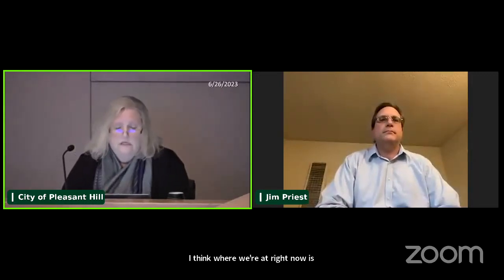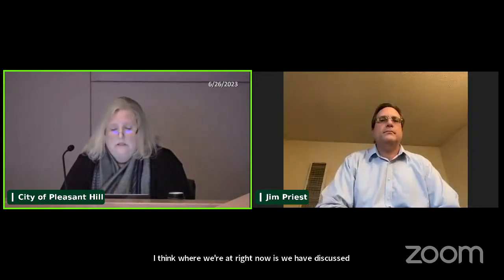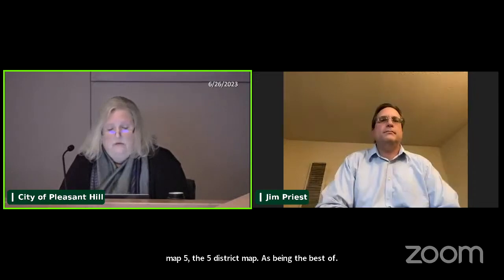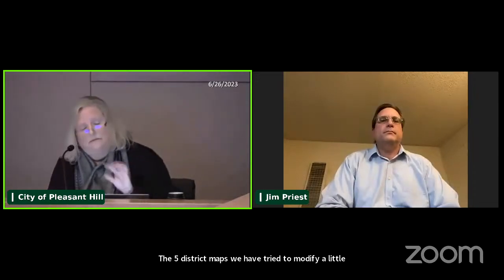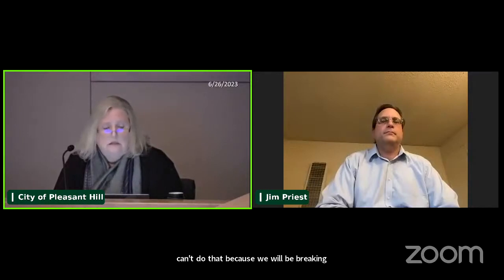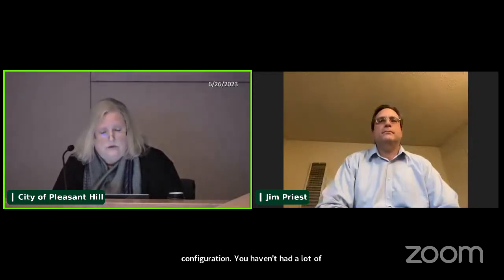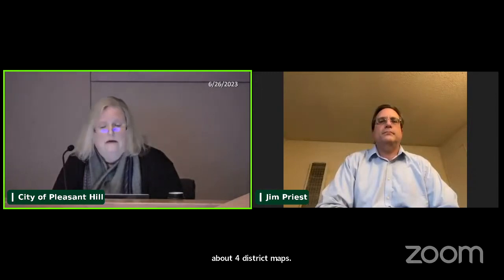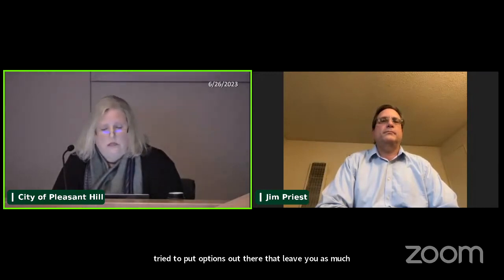And I think where we're at right now is we have discussed map 5, the 5 district map, as being the best of the 5 district maps. We have tried to modify a little bit of some of the little bits that stick out, and found that we really can't do that because we will be breaking up census blocks. And so I think map 5 is pretty much set in its current configuration. You haven't had a lot of discussion about 4 district maps. And so you could have that discussion tonight. I've tried to put options out there that leave you as much leeway as possible for making a decision as to what you'd like to do.